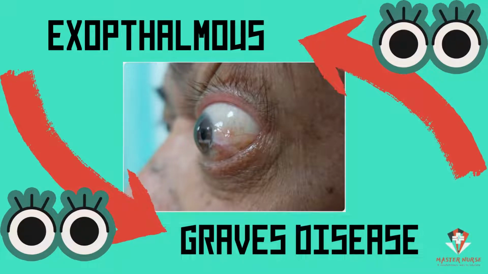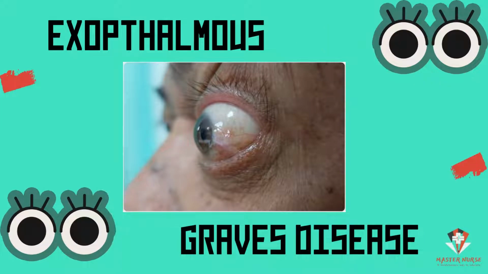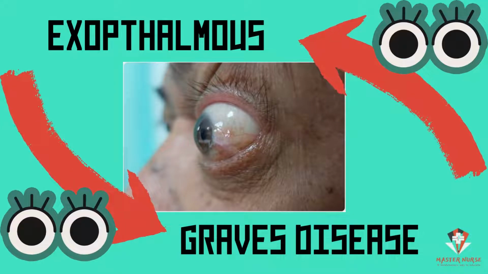All the tissues that are inside the eyes, around the retina, everything will start swelling. When there is full swelling inside, there will be no place for the eyeballs. So the eyeballs will start coming outside, leading to this condition called exophthalmos. So exophthalmos is seen in Graves' disease.